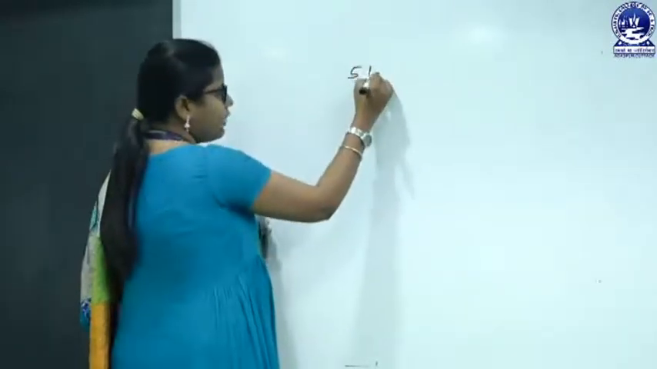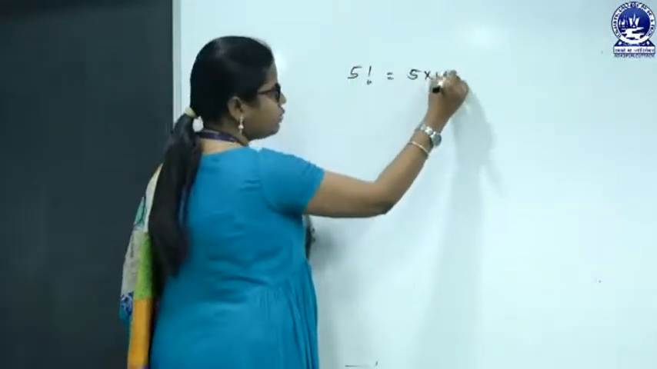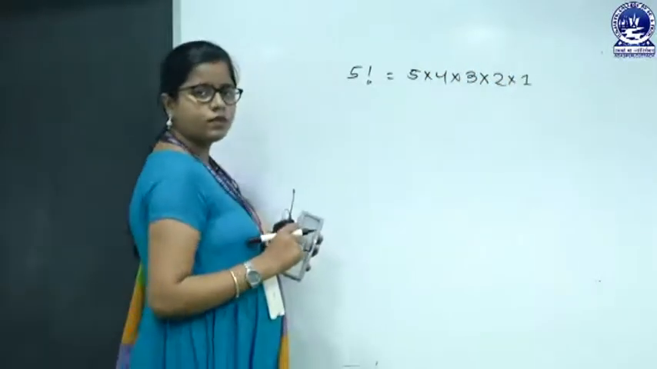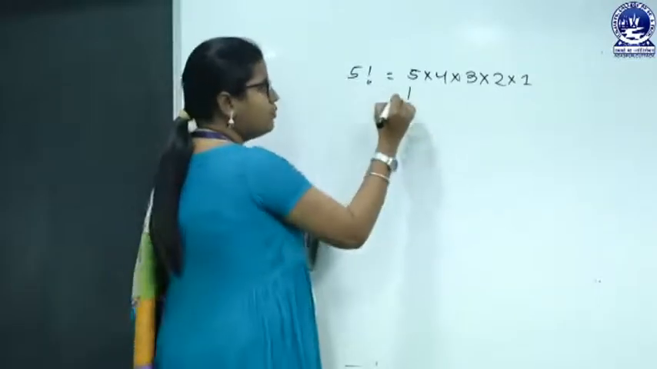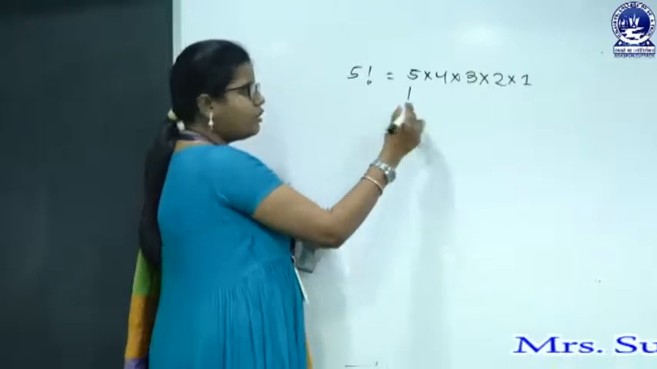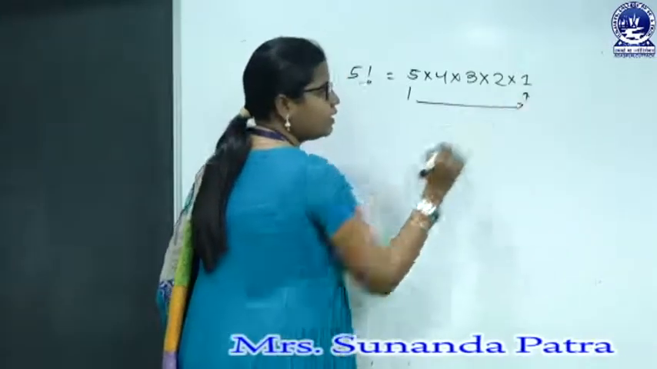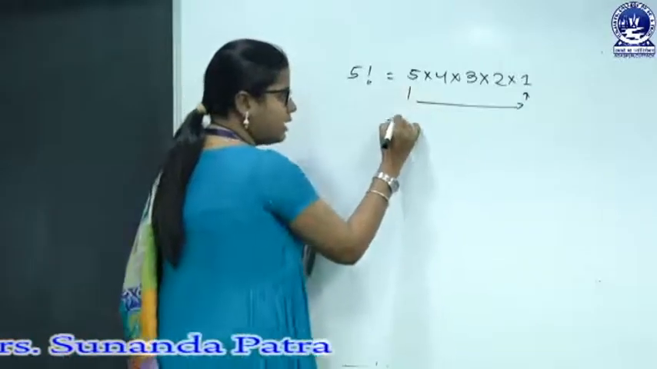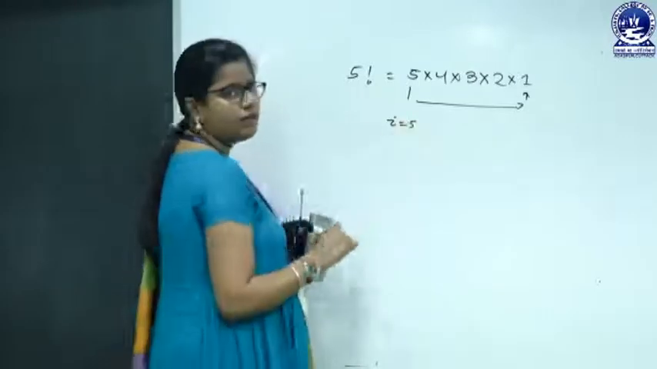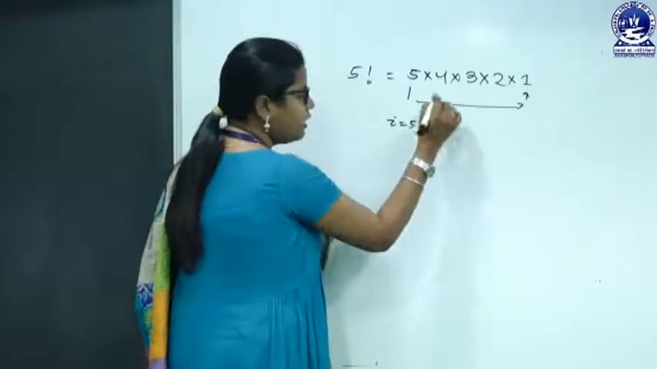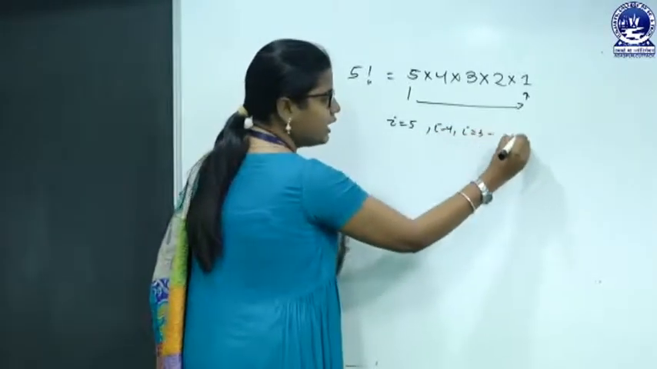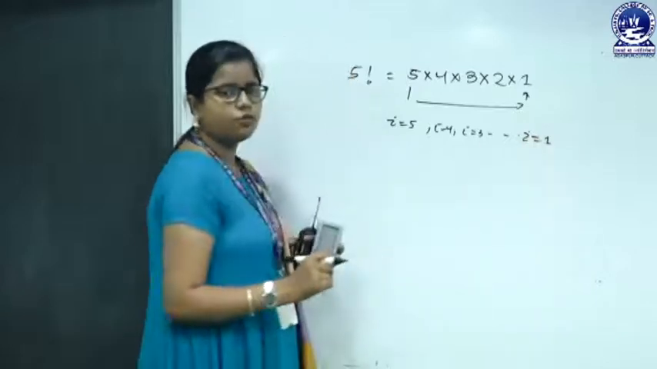So 5 factorial is what? 5 into 4 into 3 into 2 into 1. So we will start from 5, the number that is given, and we will go up to 1. So if it is I, so I will start from where? From the given number, that is 5. Then I will be decremented by 1, then I will be 4, then I will be 3. Like that I will go up to 1.